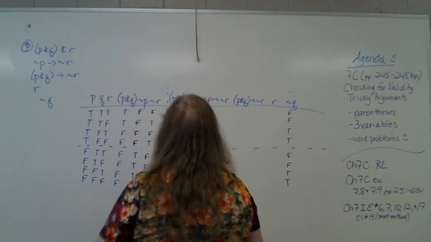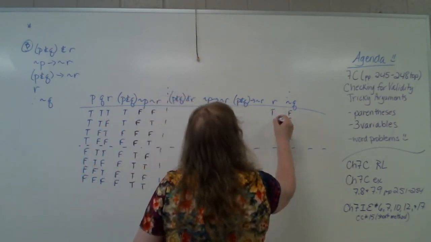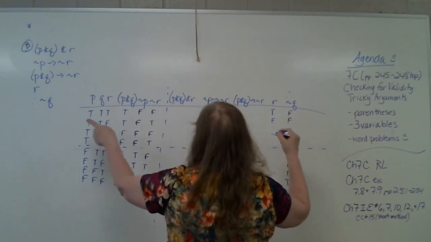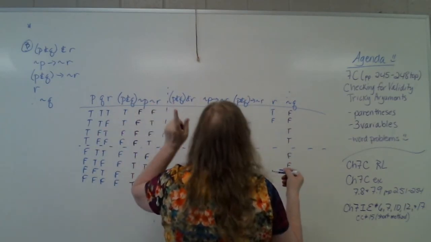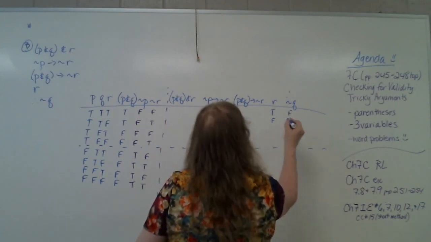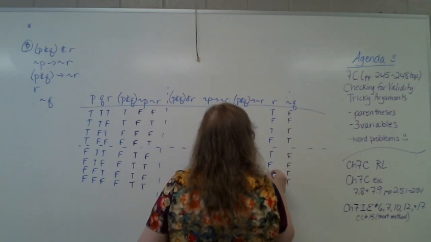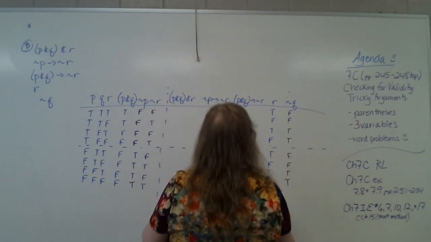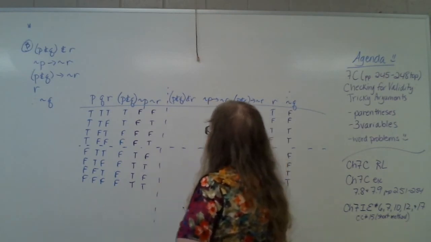I also have an easy one here in the R. It's true, false, true, false. Remember, the same variable on the same row has to have the same value. So, true, false, true, false. Okay, now we got to do the rest of this.